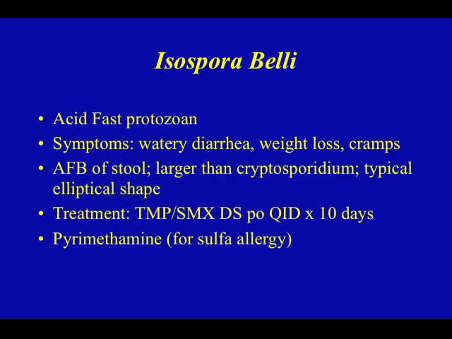Isospora belli, again, these are all the Cyclospora, Isospora, Cryptosporidium, AFB of a stool, just like Dr. Tony mentioned. Treatment is Septra, 4 times a day for 10 days. And of course, pyrimethamine if you have a sulfa allergy. On the boards, they like to give you an allergy to the first drug of choice.